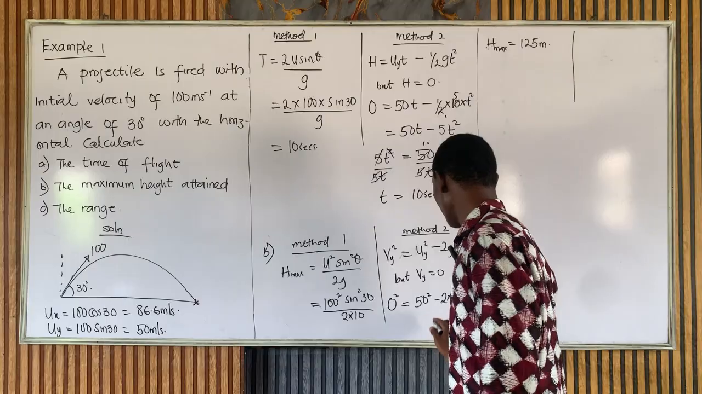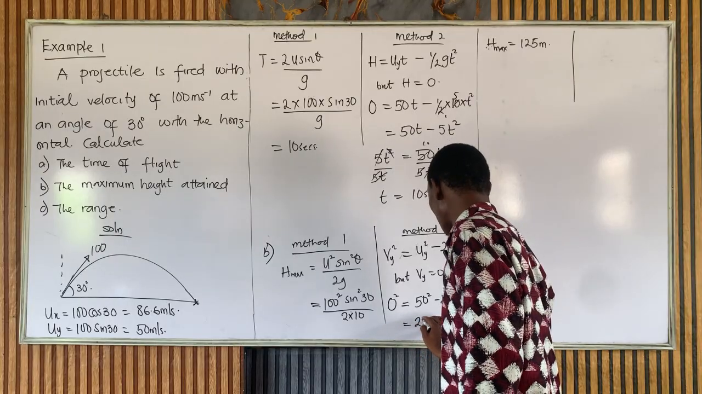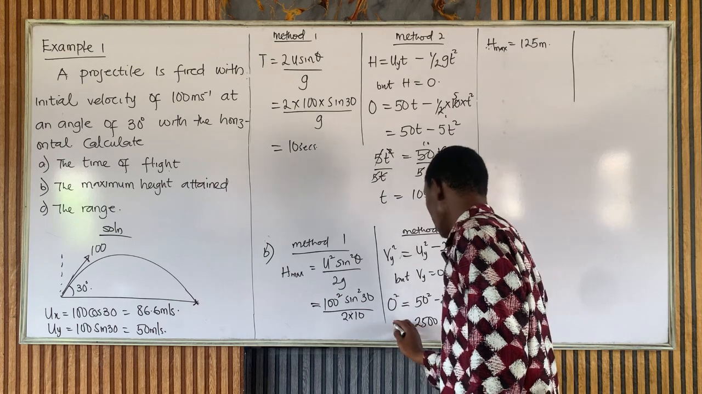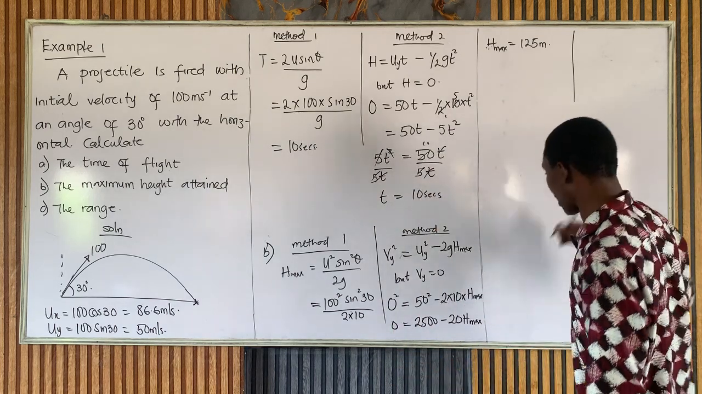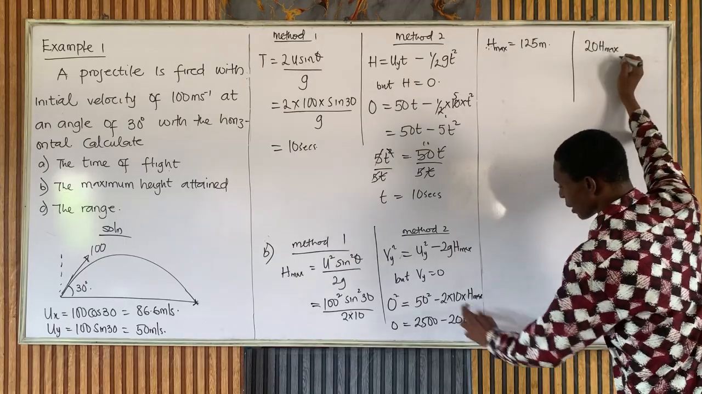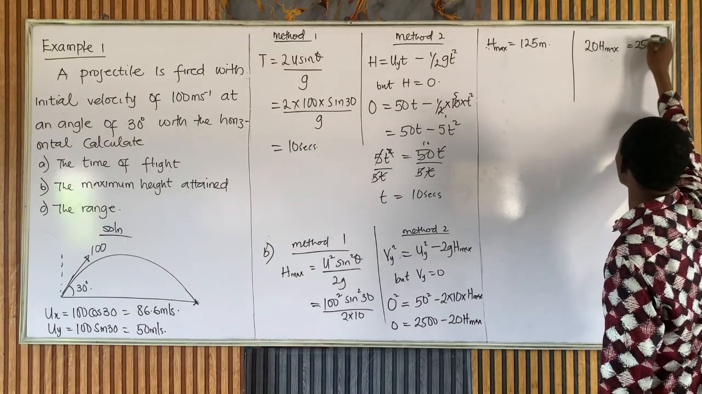So obviously we have 2500 minus 20 h max equal to 0. So now we have 20 h max. If you bring this to the other side of the equation, it is equal to 2500, so h max is 125 meters.